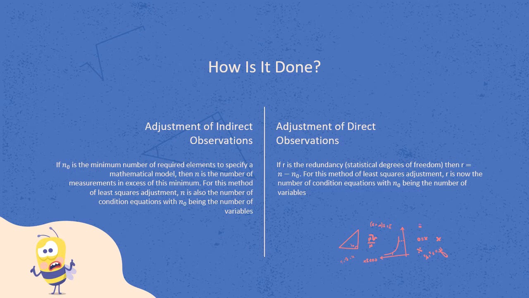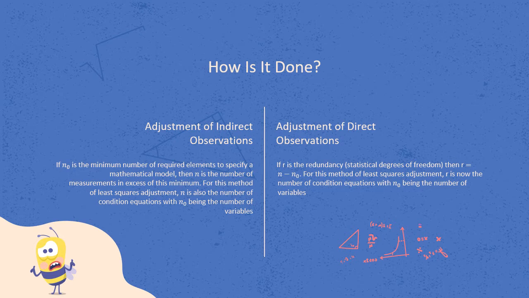Adjustment of indirect observations. If n0 is the minimum number of required elements to specify a mathematical model, then n is the number of measurements in excess of this minimum. For this method of least squares adjustment, n is also the number of condition equations, with n0 being the number of variables. To restate the distance example mentioned before, n0 would be 1, as there is only one variable, that is distance, and n would be 3, as it was measured 3 times. Examples of condition equations will be seen and talked about later on.